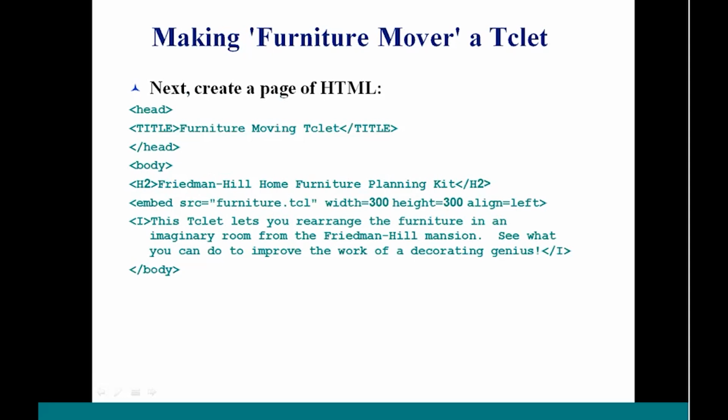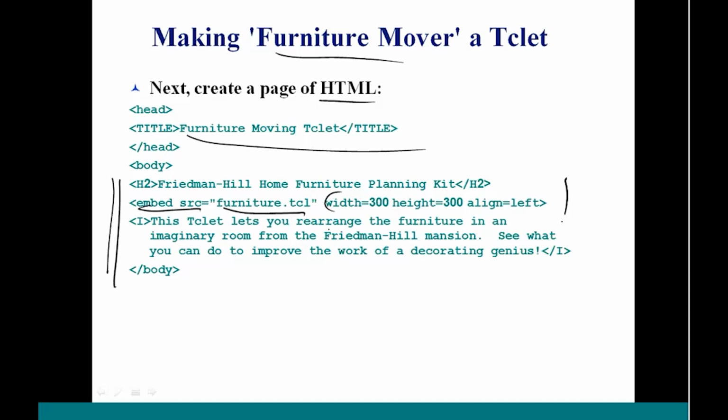So let's create an HTML page for running this furniture mover. So here we call the title, and then the body is essentially where we embed source the furniture.tickle, and then we specify the width and height, and then we specify what it does. Basically, that's the import.